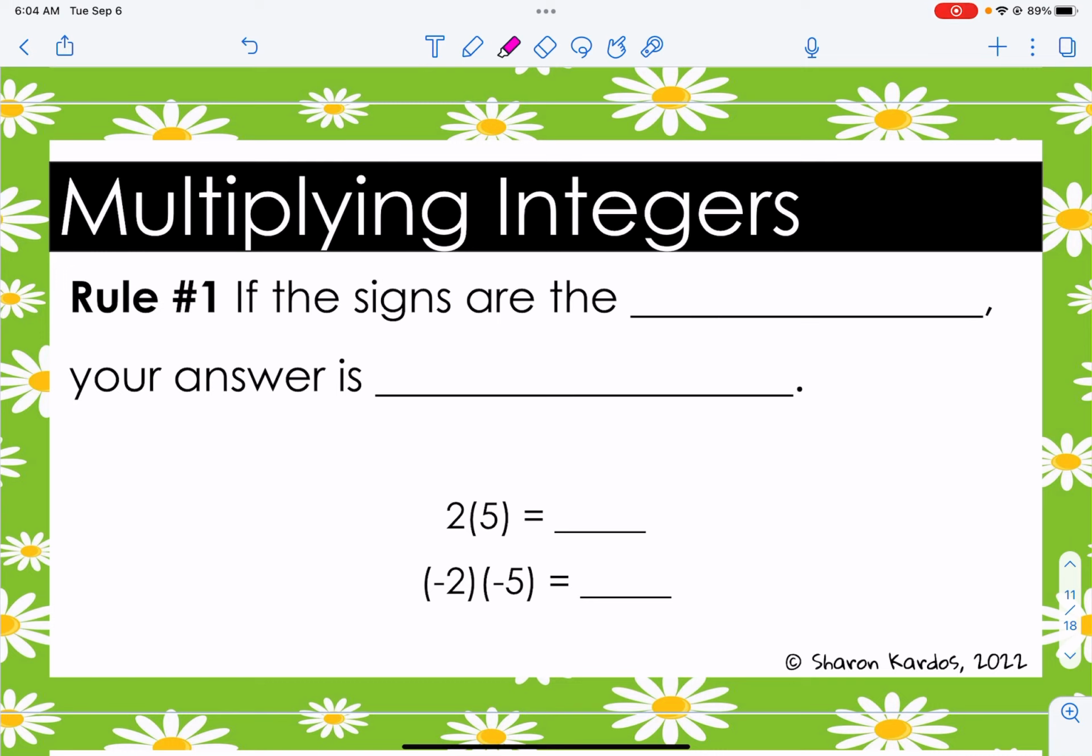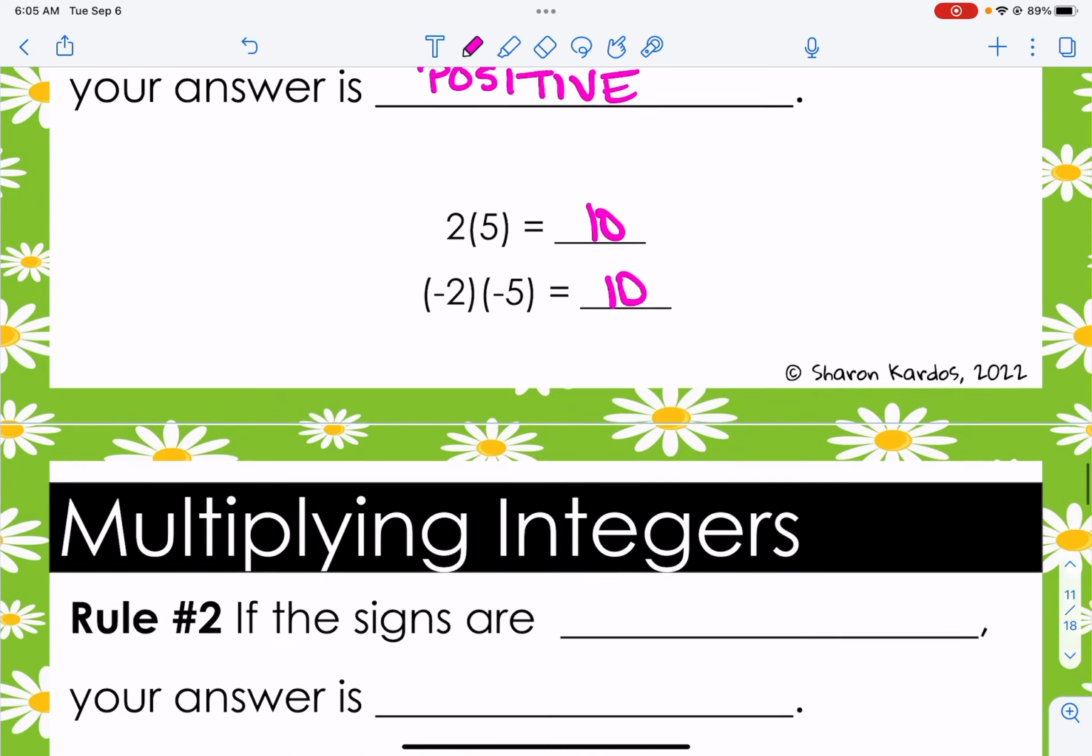Rule number 1 is that if the signs are the same, then my answer is going to be positive. So 2 times 5, they're both positive. My answer is positive 10. And in the bottom, negative 2 times negative 5 would also be positive 10. Sometimes in math, you'll hear teachers say that two negatives make a positive. Remember, we're mostly talking about that when we do multiplication and division.